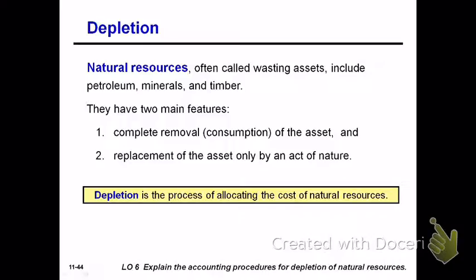So the things you have to think about: we're going to completely remove or consume the asset, and the asset can only be replaced by an act of nature. So we're going to allocate the cost associated with the natural resources. We can allocate it all the way down to zero, but in some cases, like timber, you can increase the value of it by replanting.